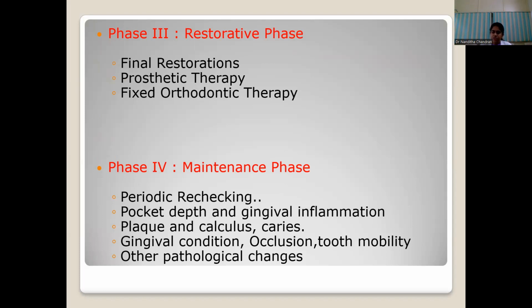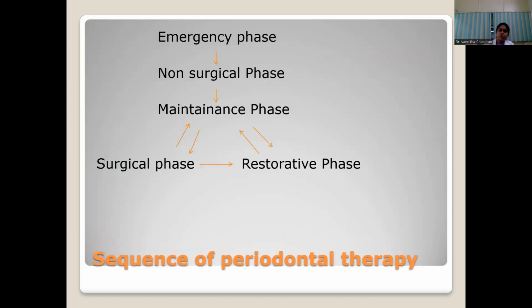Then we have the maintenance phase, also called supportive periodontal therapy. In the maintenance phase, we do periodic rechecking of pockets, gingival inflammation, plaque, calculus, caries, gingival condition, occlusion, mobility, and other pathological changes. So what is the sequence of periodontal therapy? Is it just starting from phase 1 to phase 2, phase 3, phase 4? No, it is not like that.